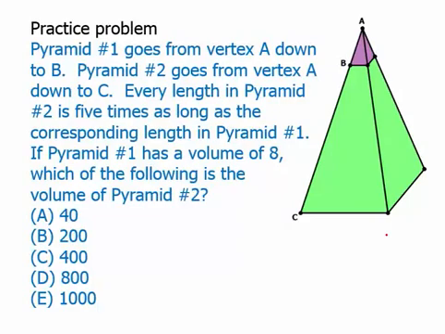Pyramid number 1 goes from the vertex down to B. Pyramid 2 goes from the vertex down to C. Every length in Pyramid 2 is 5 times as long as the corresponding length in Pyramid 1. So they're giving us a scale factor there. The scale factor is 5. If Pyramid 1 has a volume of 8, which of the following is the volume of Pyramid 2?